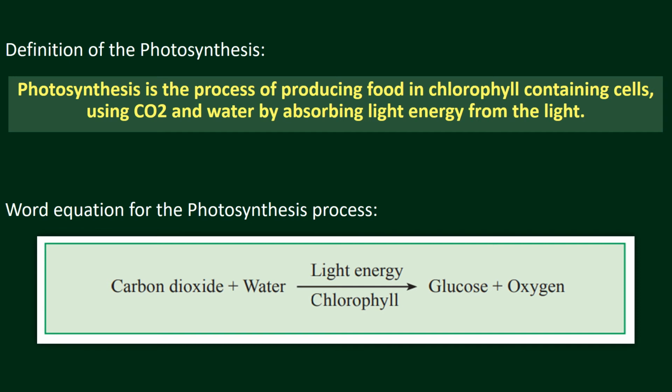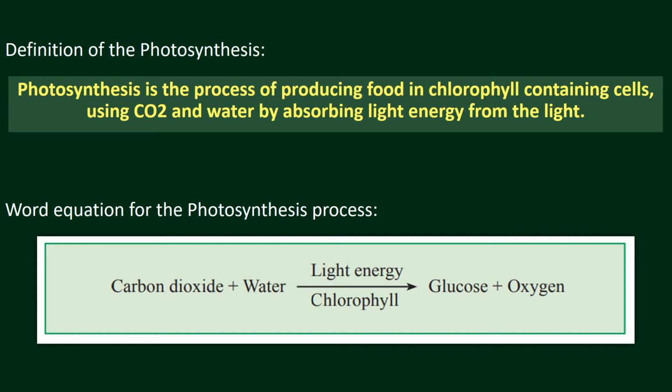This process can be explained as a word equation. Here you can see that word equation. Carbon dioxide plus water is written on the left hand side of the equation. It means these are the raw materials of this process.